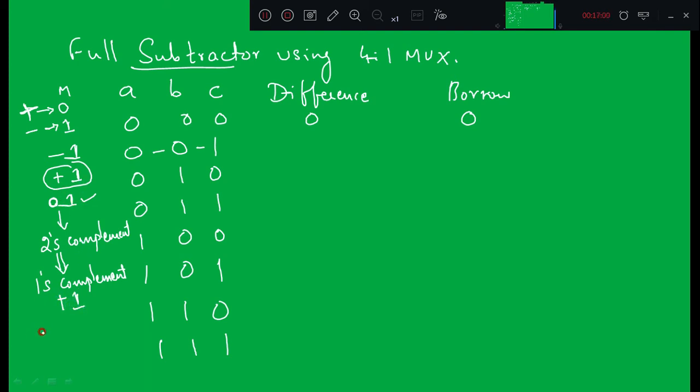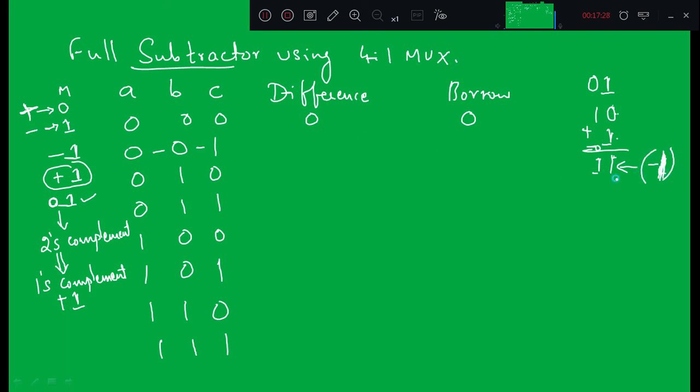So what is 2's complement of 0 1? First you reverse the bits to obtain 1's complement. 1 will become 0, 0 will become 1. Then you add 1 to it. So 1 1, 1 plus 0 is 1. There is no carry here, so 1 plus 0 is 1. So this is the binary equivalent of minus 1.